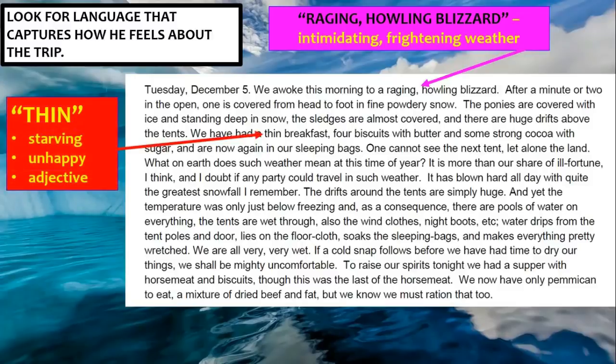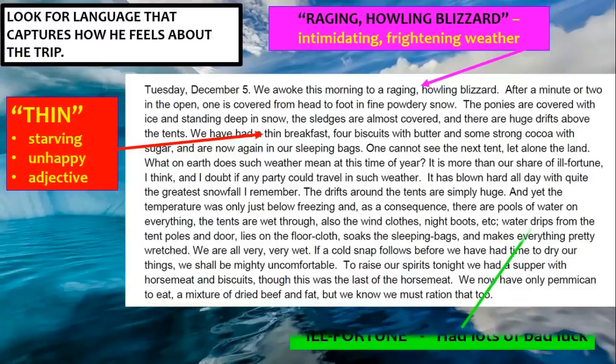Here, he didn't just have a breakfast, the adjective thin is used. So that suggests, well, how does he feel? Well, it suggests that he doesn't feel happy with his breakfast. Thin suggests starving, unhappy. It's an adjective that suggests fragility, someone who is weak.